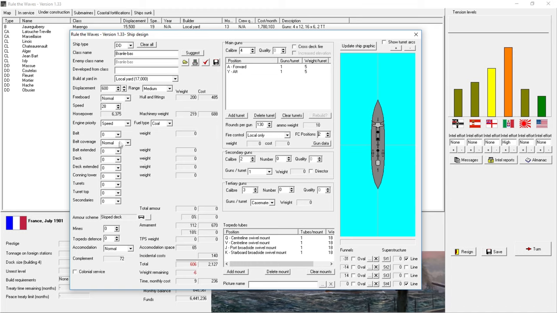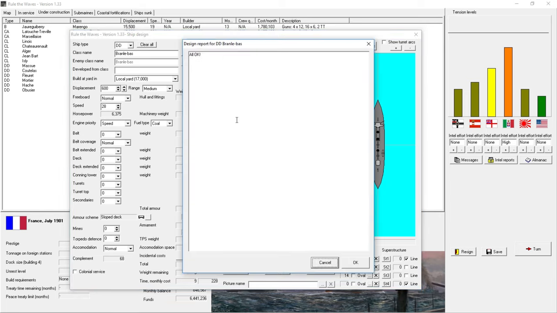I'm just trying to figure this out. I'm not really sure what I want to do. I don't know if the 4 inches makes a difference. There's no armor, normal accommodations. Okay, I guess this is our design.